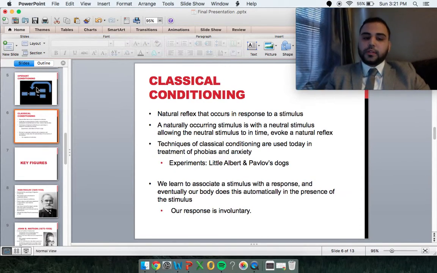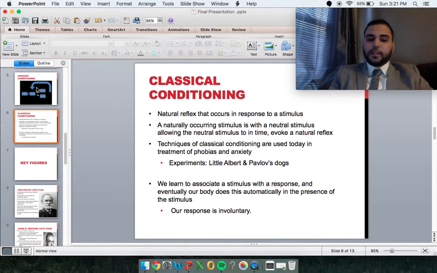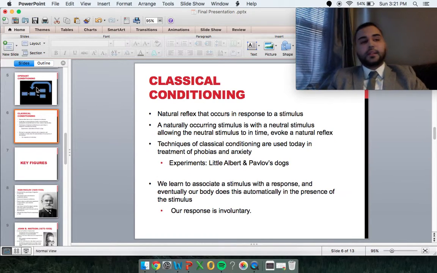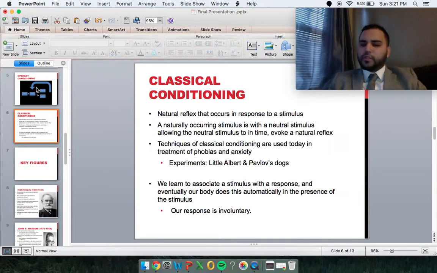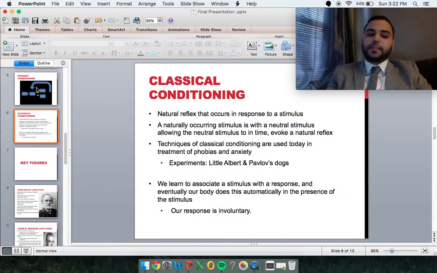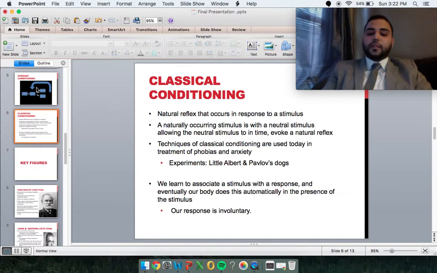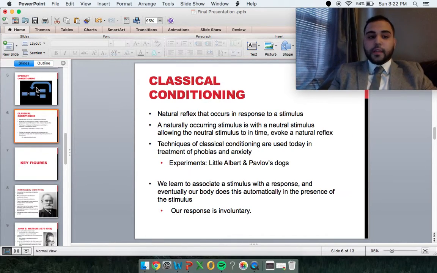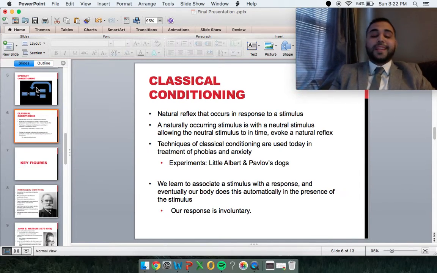So let's get into classical conditioning. Classical conditioning, natural reflex that occurs in response to a stimuli. A naturally occurring stimulus is paired with a neutral stimulus, allowing the neutral stimulus to, in time, evoke a natural reflex. So what that basically means is like you've seen all the experiments of little Albert. So this is basically explaining that the natural stimulus that is occurring, the more that a human being or animal is exposed to it, the more they become used to it, and it becomes a natural reflex.